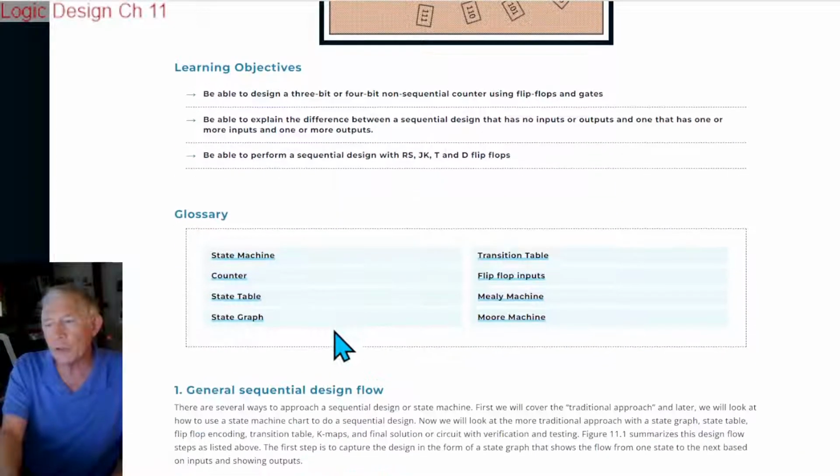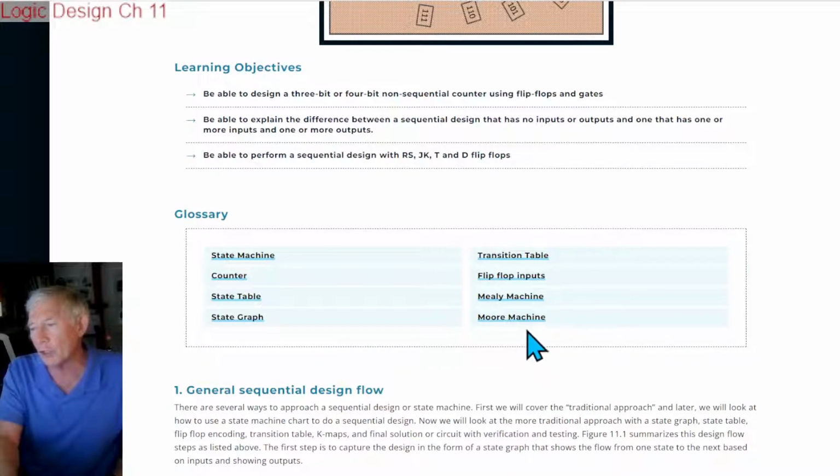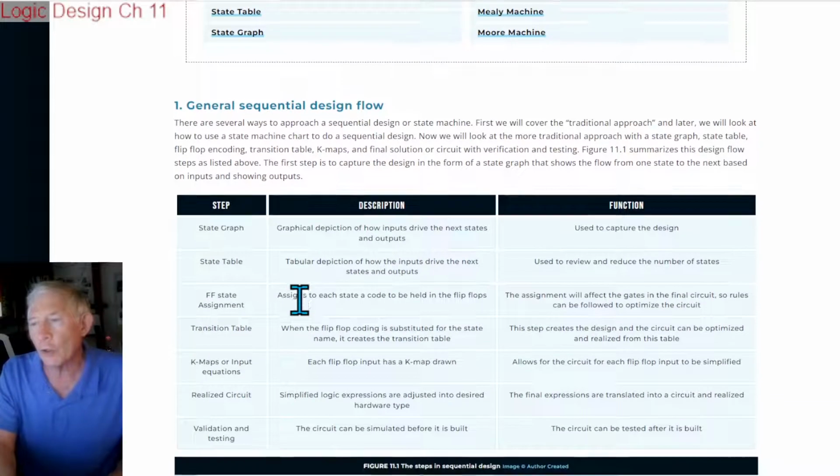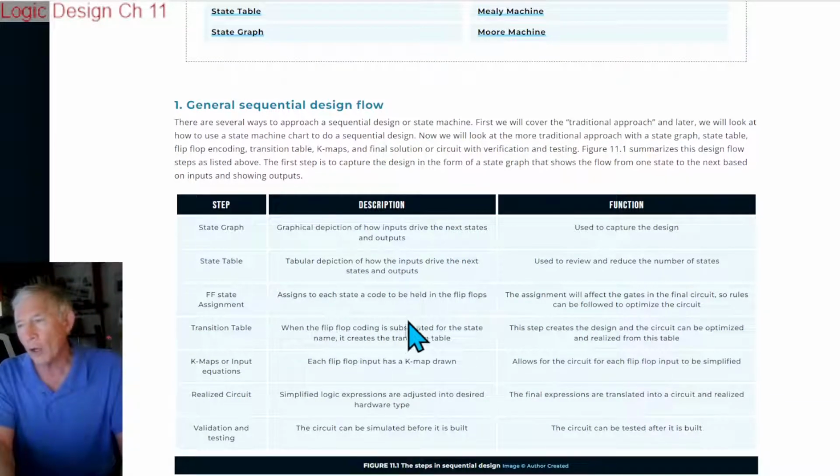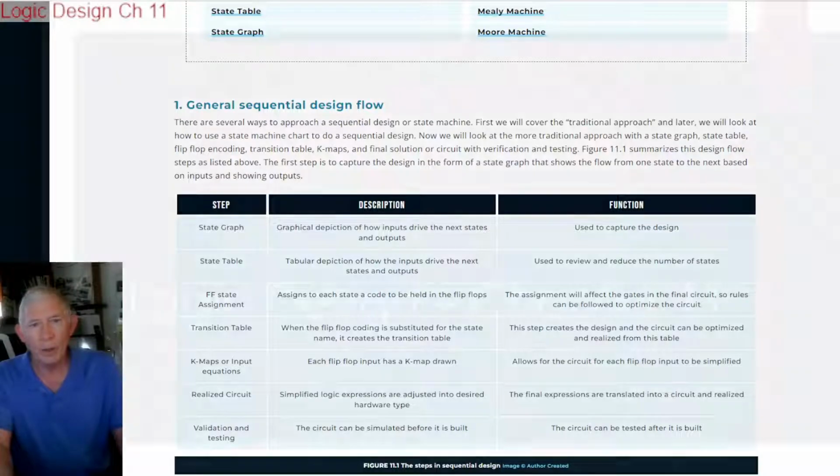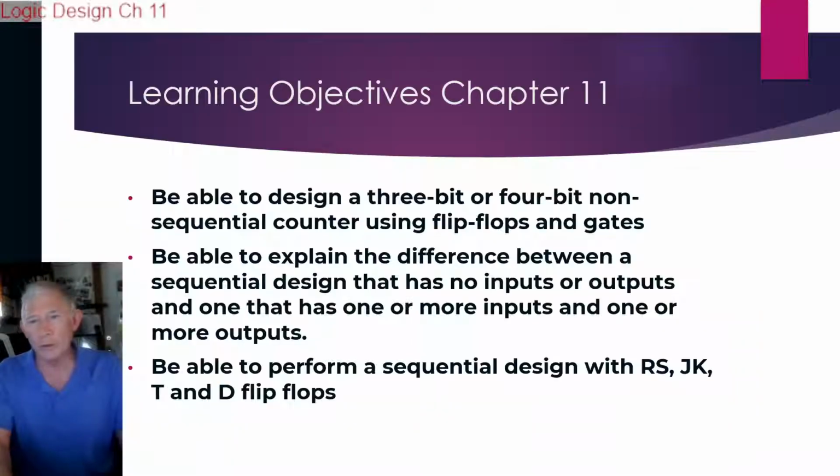Okay, here's a glossary, and we'll talk about state machines, we'll talk about Mealy machines, Moore machines, we'll talk about flip-flop inputs, transition tables, state graph, and state tables. We'll cover all that right now. All right, so how does our design flow go? Okay, well, I'm going to switch to some slides here instead, so hang on. Okay, so here's some slides, and they're just a little easier to work with.